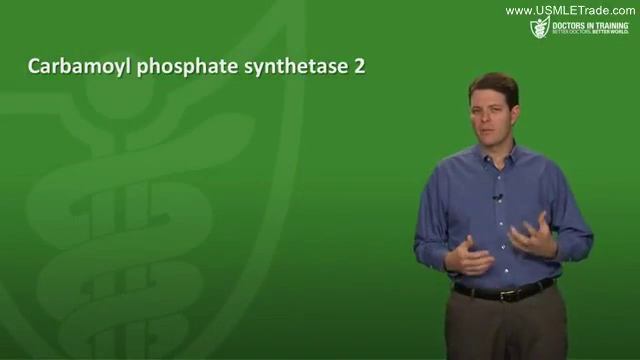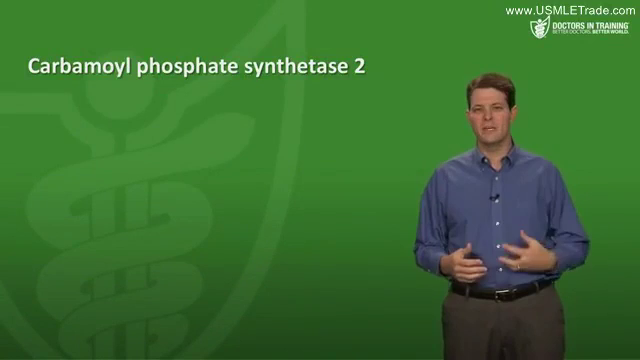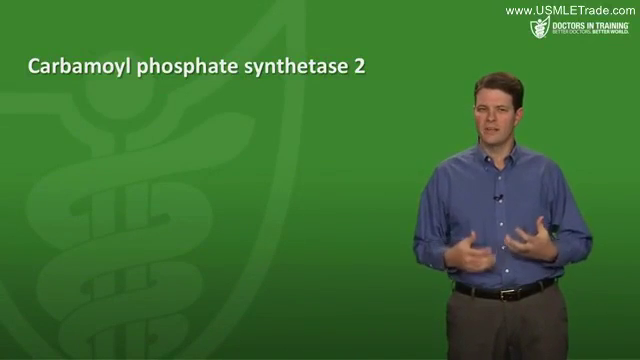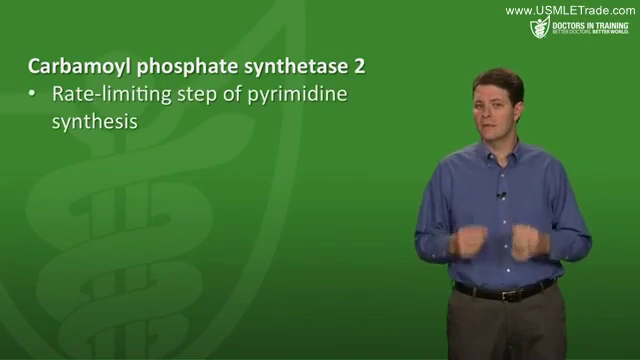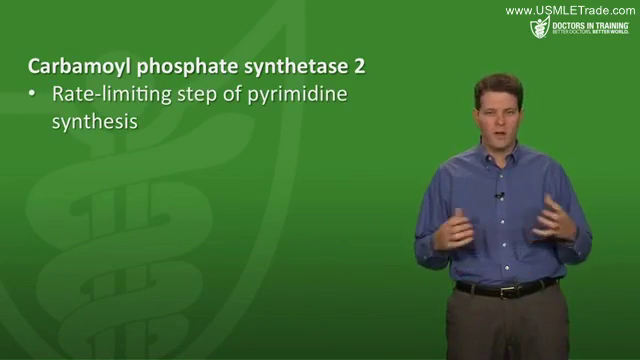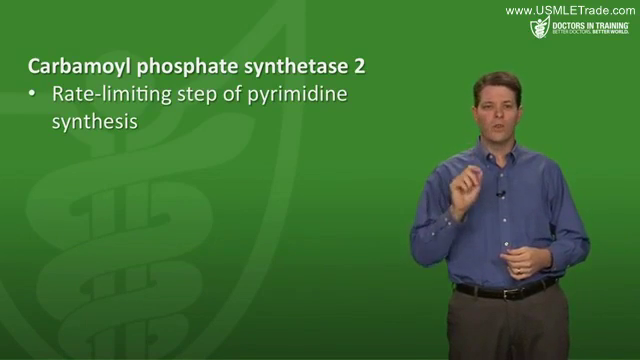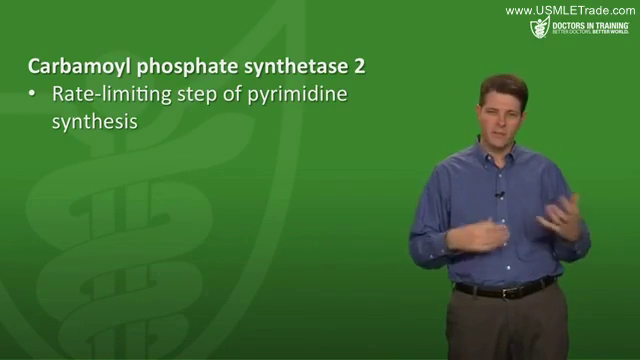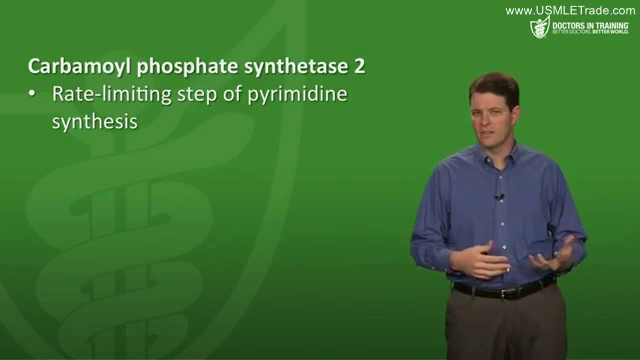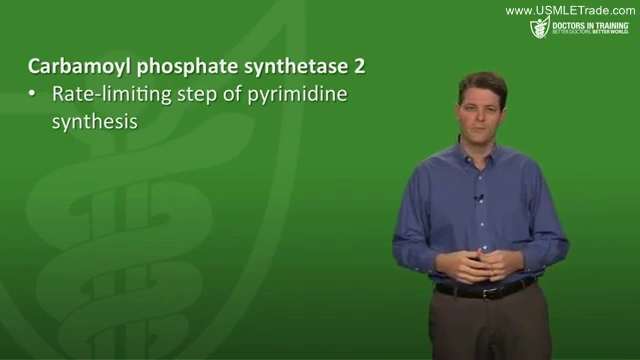The enzyme that makes carbamyl phosphate is called carbamyl phosphate synthetase 2, or CPS2. This is a very important enzyme to know for Step 1 because it's the rate-limiting step for pyrimidine synthesis. The good news is you don't have to memorize a bunch of biochemical pathways for Step 1, but you do need to know the rate-limiting enzymes, plus some enzymes that are deficient in certain diseases, or enzymes that are inhibited by key drugs. I'm going to point those out as we go along. So CPS2 is the rate-limiting enzyme in pyrimidine synthesis.